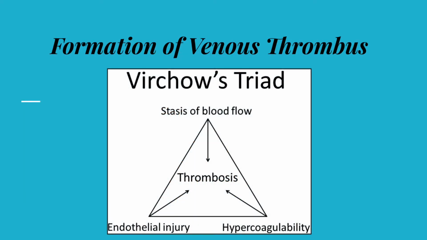Virchow's triad describes the three critical interrelated components required for venous thrombosis. They are endothelial injury, which can be caused by trauma, surgery, or even a catheter such as a PICC line; acquired or congenital hypercoagulability; and stasis of blood flow due to immobility or polycythemia, which can also contribute to endothelial injury.